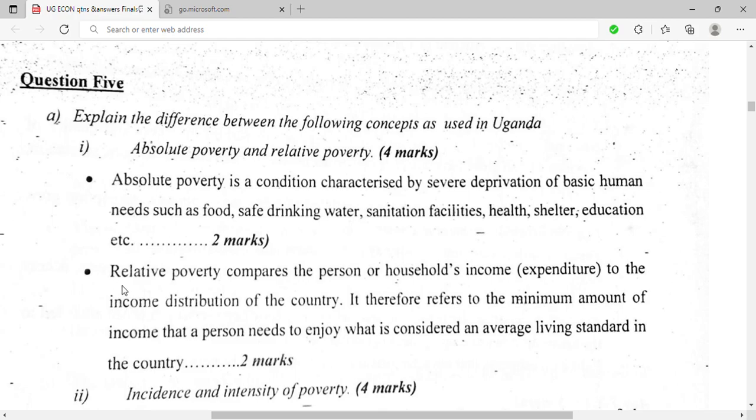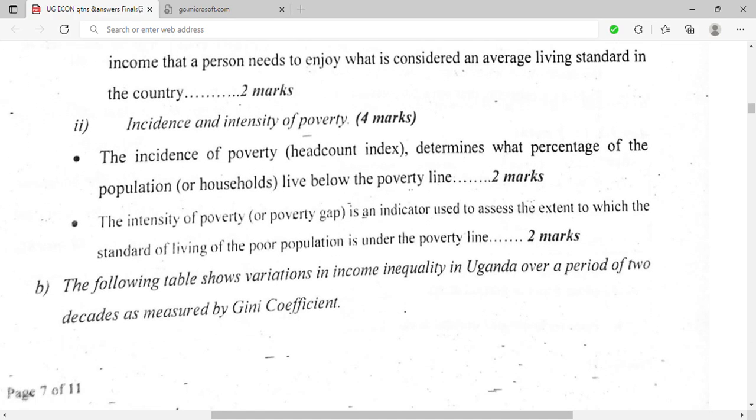Then relative poverty compares the person's or household's income to the income distribution of the country. So here they compare someone's income to the way income is distributed in the country. It refers to the minimum amount that a person needs to enjoy what is considered the average living standard in the country. Then another one, they want us to differentiate between incidence and intensity of poverty. Incidence of poverty is also known as the headcount index. It determines what percentage of the population lives below the poverty line. That is incidence of poverty.